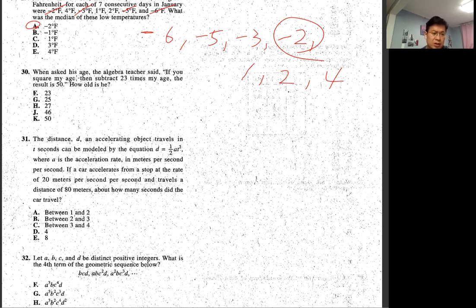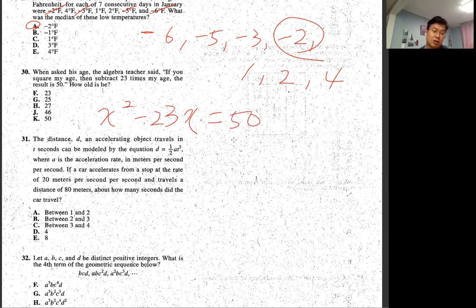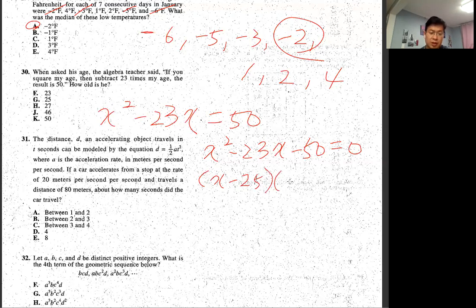When asked his age, algebra teacher said, if you square my age, then subtract 23 times my age. The result is 50. Yeah, okay. And then we can rewrite it as x squared minus 23x minus 50 equal to 0. So this is x minus 25 times x plus 2 equal to 0. 25.